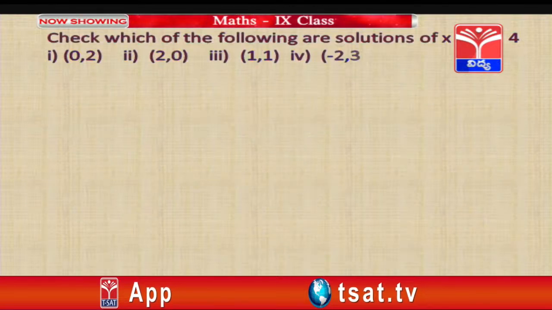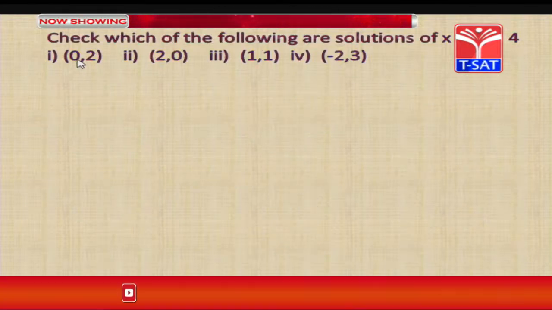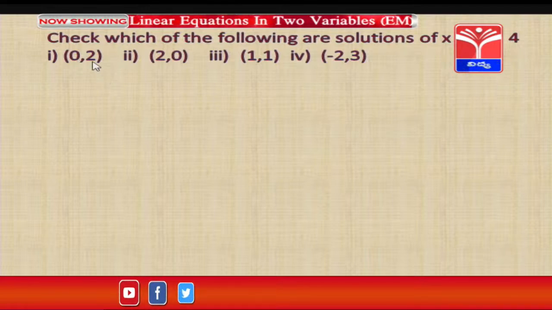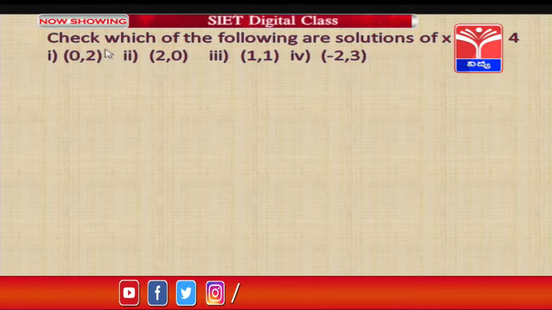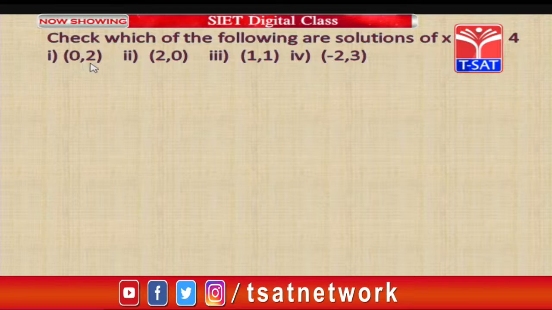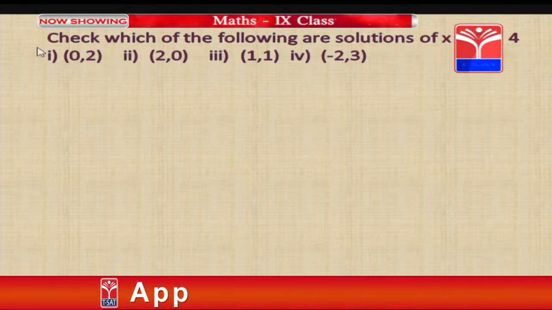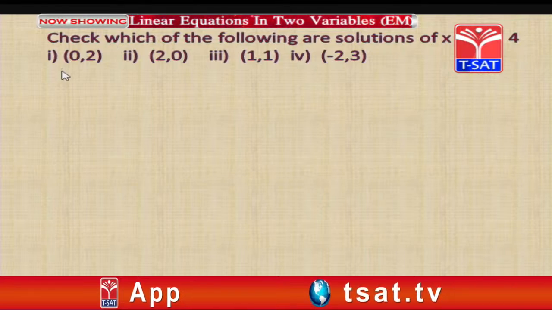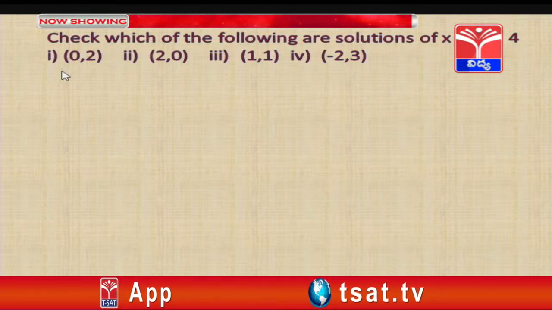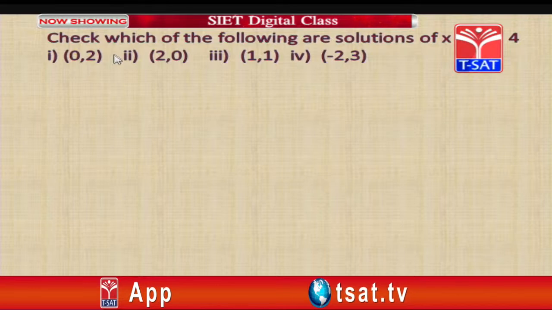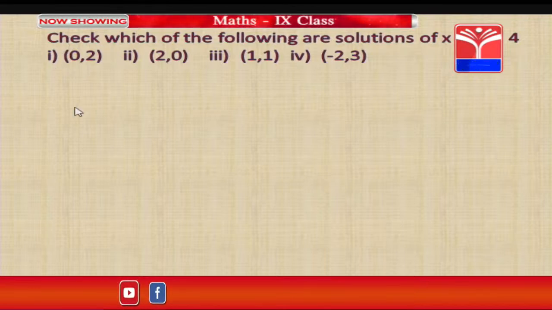Now, we have a question for you. Always the first value represents the x and the second value represents the y, that is the reason we call it an ordered pair. Now, here in this ordered pair, x is 0, y is 2. If this ordered pair satisfies that LHS, that is the left hand side, is equal to the right hand side, then you can say that that particular ordered pair is the solution of that particular equation.